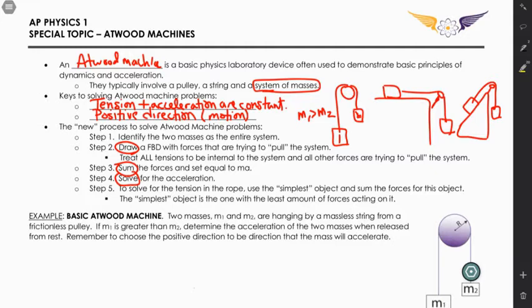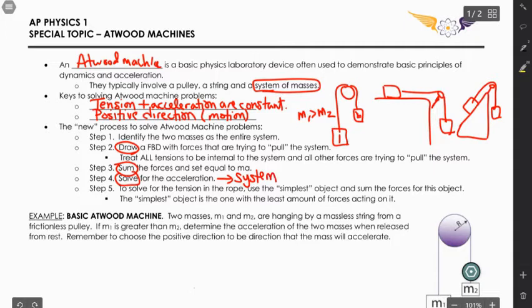Now, step 3, sum the forces and set equal to m times a. Guys, because this is a single system problem now, it basically looks like a basic Newton's second law question. Like how much force is exerted on an object going this fast, having this mass? What's the acceleration of an object that has this much force on it and it has this much mass? That's what it just turns into. Okay? And then we're going to solve for the acceleration, and this acceleration is for the system.